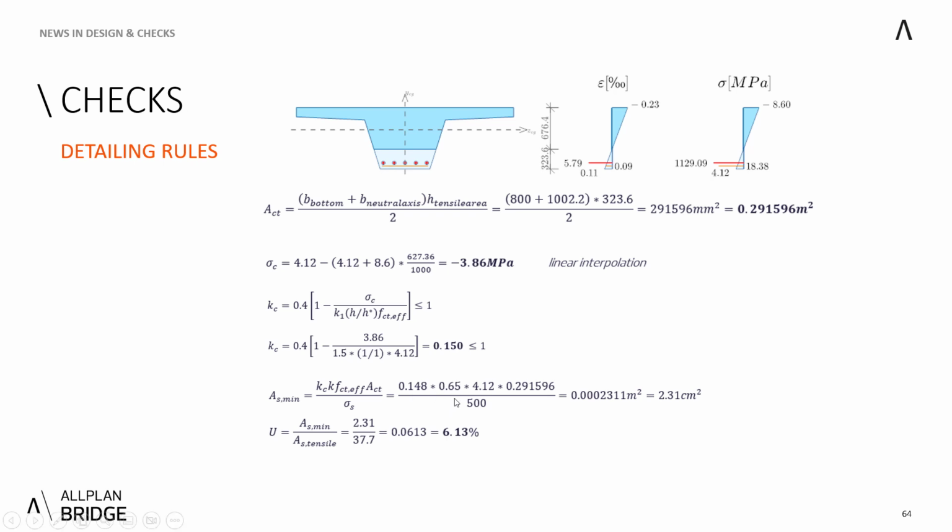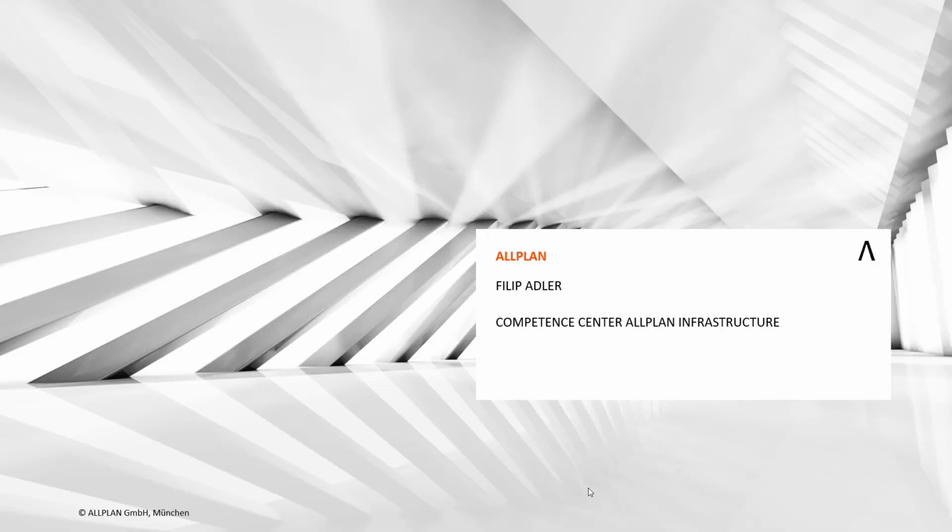The K is 0.65 because we have the height of the section above 800 millimeters, because K is the coefficient which allows for the effects of non-uniform self-equilibrating stresses. And by this calculation, you get that the minimal reinforcement area is 2.31 centimeters squared compared to our applied 37.7. We get this small utilization of 6%. So that's all from this verification point of view.